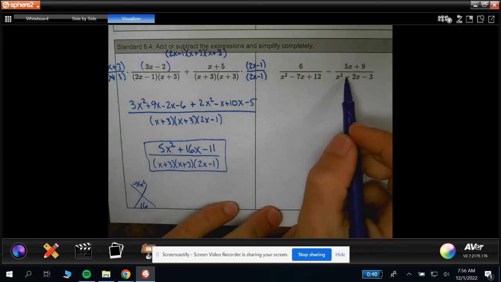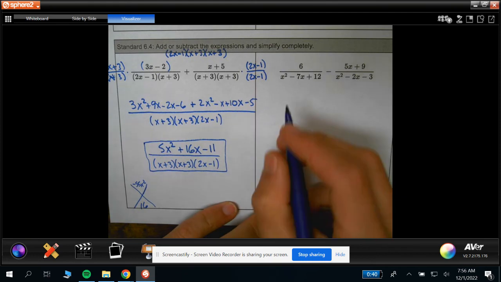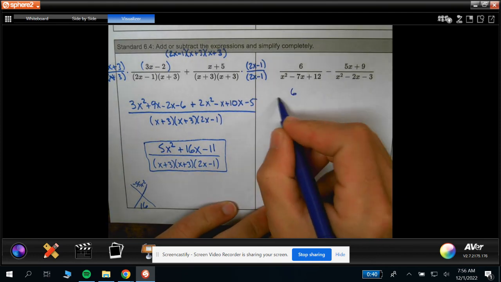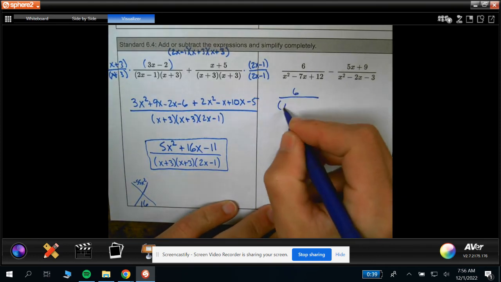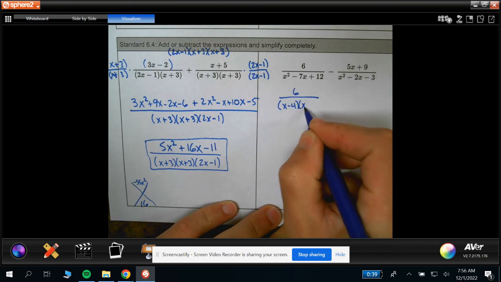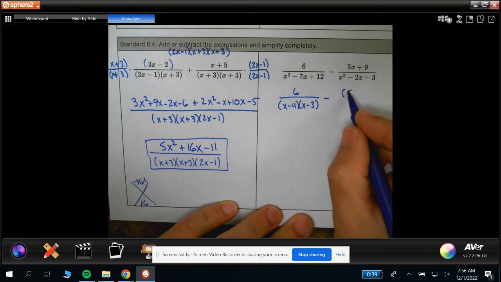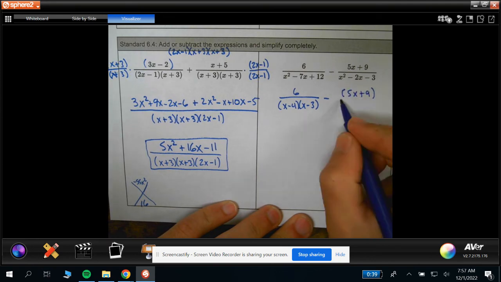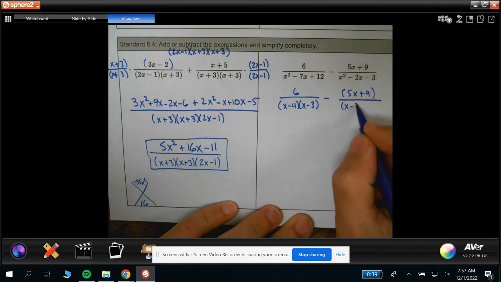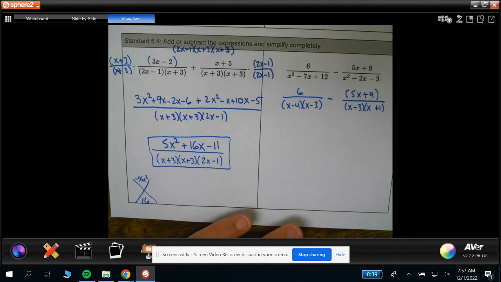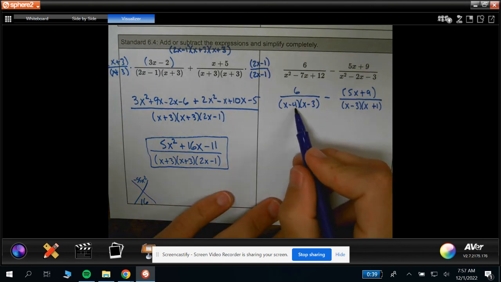To find our common denominator, first thing we got to do, we got to factor. So let's rewrite these. So it's 6 over x minus 4, x minus 3, minus 5x plus 9 over x minus 3, x plus 1. So what's our lowest common denominator here? X minus 4, x minus 3.